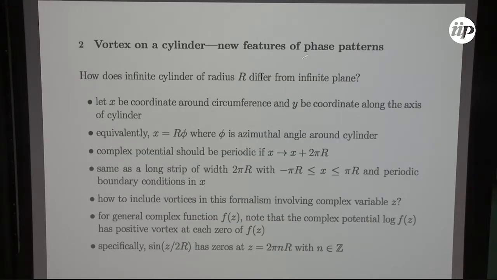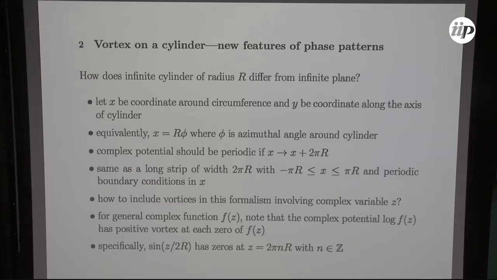Now, what happens on a cylinder? Well, I'm going to let x be the coordinate around this axis and y be the vertical axis along the axis of the cylinder. And when x increases by 2 pi r, the system has to be periodic. And so you can imagine taking the cylinder, cutting it behind at the back, and flattening it out to get a strip of width 2 pi r. And it has to be periodic over 2 pi r. It's like a quantum mechanical problem with 1 dimension and periodic boundary conditions.